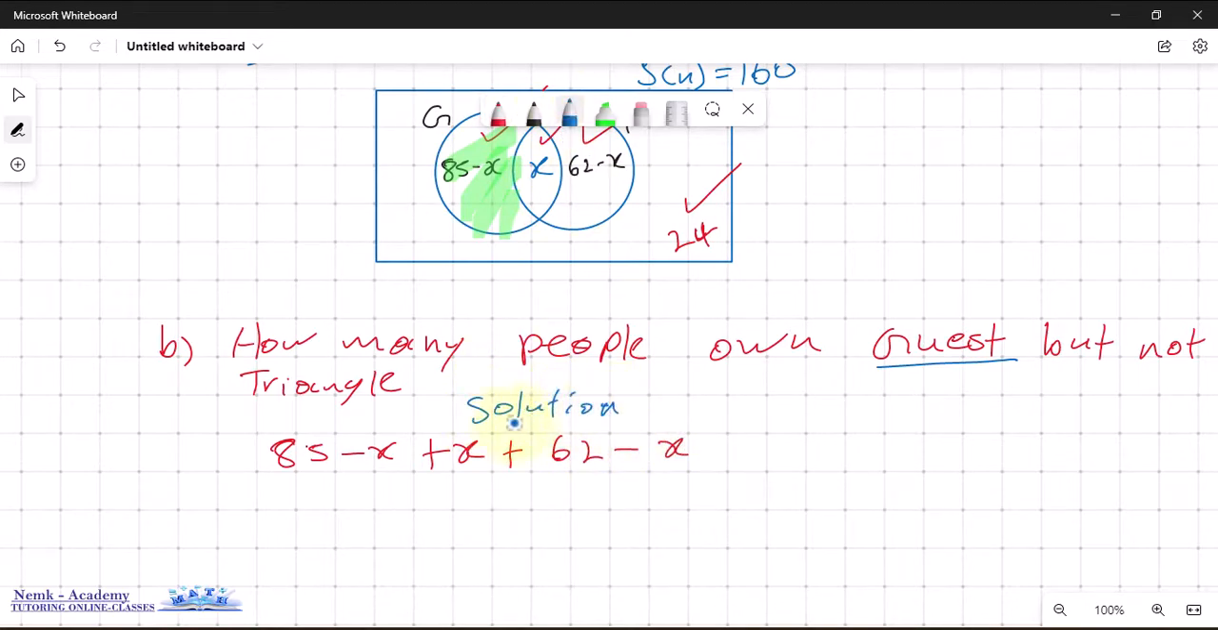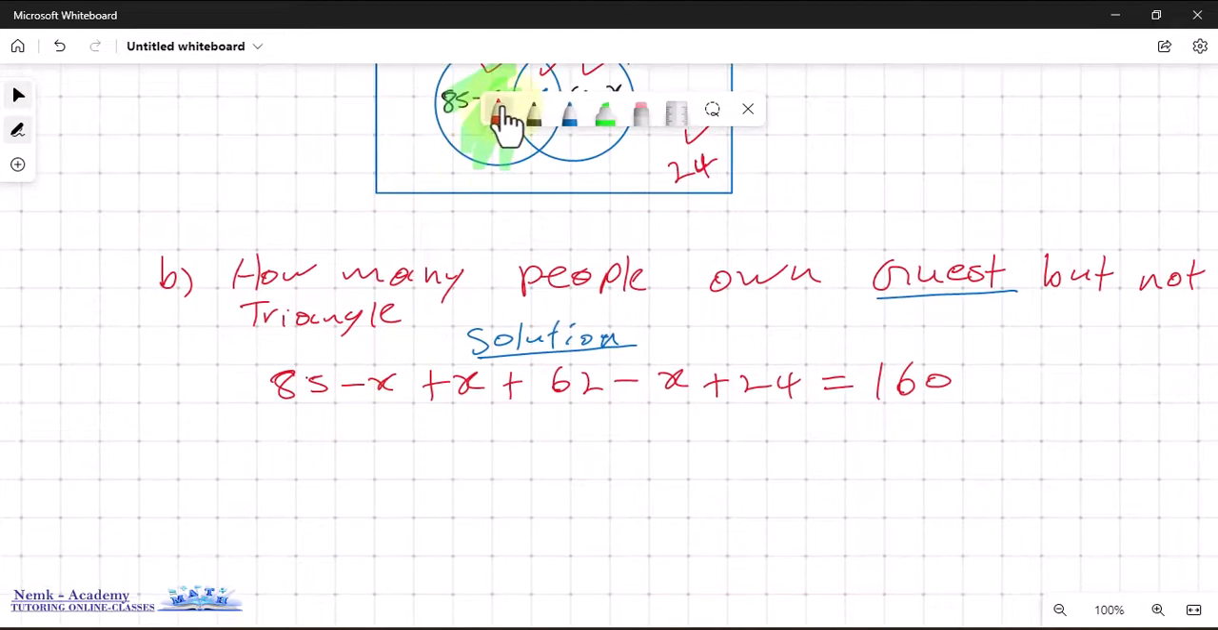So to know the number of people who own guest only, we need first to solve for x. So x plus (62 minus x) plus 85 plus 24 is equal to the total, which is 160. So let's see, 85 plus 62 plus 24, what we get is 171. Then let's transpose 171 to the other side. Negative x is equal to 160 minus 171.